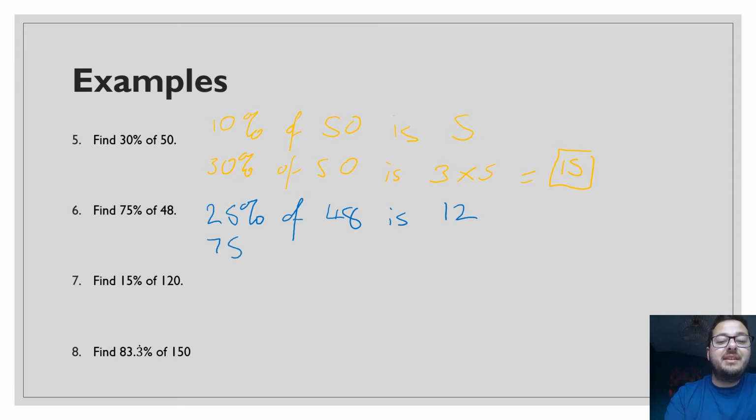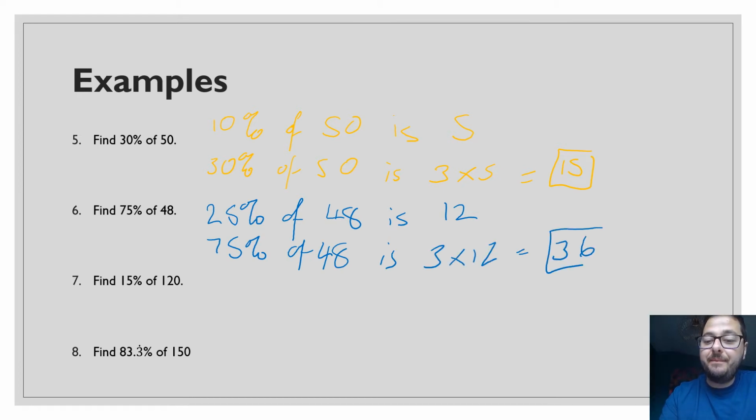And so 75% of 48 is just going to be 3 times 12, which is 36. Alright, and there are other ways of doing this. We could have done 25% plus 50%. So we know that 25% of 48 is 12. 50% of 48 is half, which is 24. And then 24 plus 12 is 36. So there are loads of different ways to get to these percentages, and it's up to you which route you take.